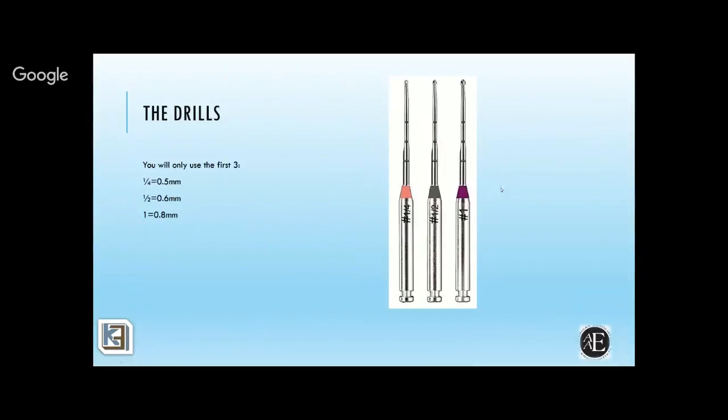And the first one, which is the quarter, is actually a 0.5 millimeter sized round burr, and the half is actually a 0.6 millimeter sized round burr, and the 1 is actually a 0.8 millimeter sized round burr. So your entire drill size inside the root, inside the canal system, is about 0.8 millimeter. And that's why the accuracy is very important.